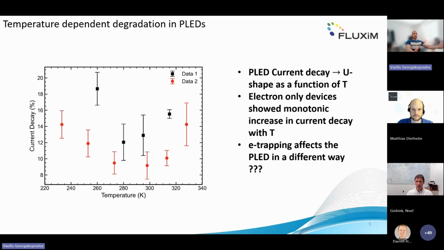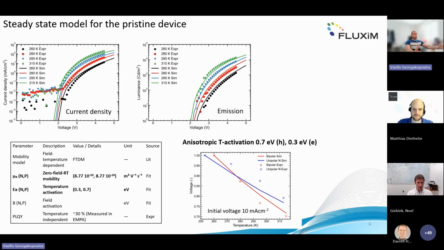So what is happening? Why is it so different? Why do the electron traps affect the PLED in such a different way? To discover this, we performed some simulations. But to do degradation simulations for an OLED, we first need to start from the pristine device. So it is essential to have a very good, well-calibrated model for the pristine device if we want the results for degradation to be relevant.